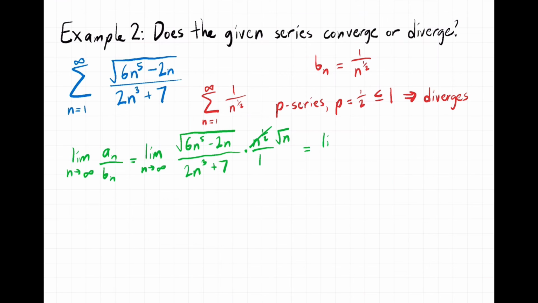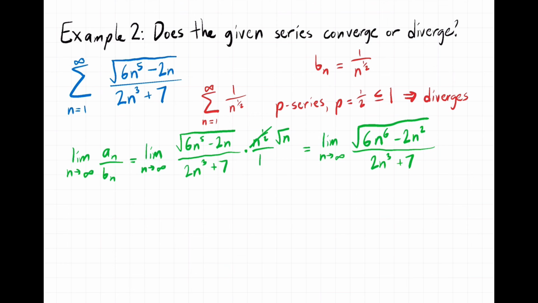So the limit as n goes to infinity of, okay, first things first. I have a square root times a square root on the top. That means I can multiply the expressions that are under the square root. So we have the square root of 6n to the 5th times n is n to the 6th power minus 2n squared. All I did was multiply that 6n to the 5th minus 2n times the n, because both of those expressions are under the square root. And we are still dividing by 2n cubed plus 7.